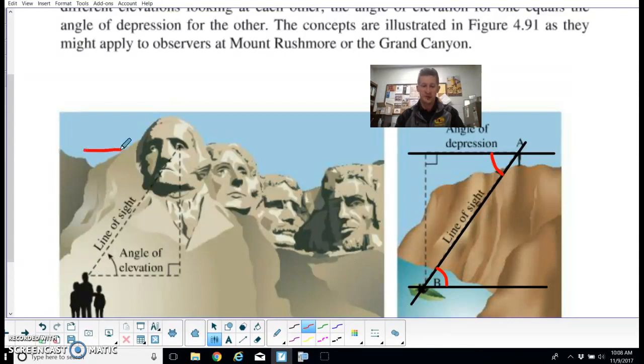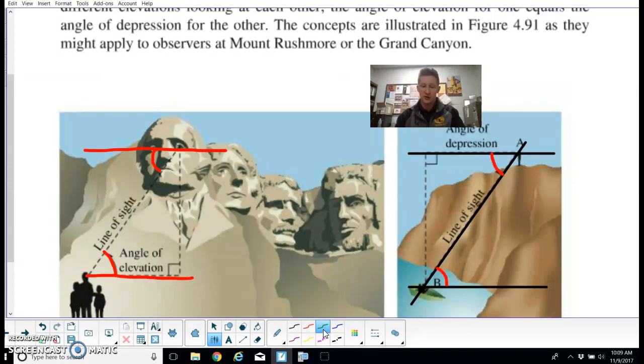Okay, same goes over here. If I draw, here's the horizon there, there's the horizon there. Well, for the family, this is their angle of elevation as they look up at George Washington. But as George Washington looks down at them, he's got an angle of depression, and those angles are equal to each other because they're alternate interior angles.